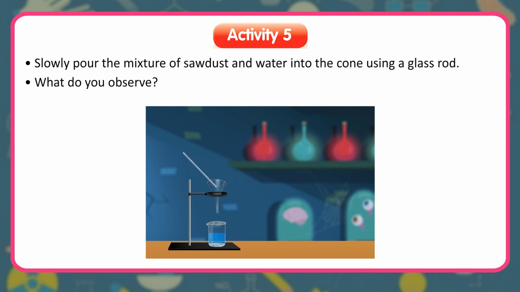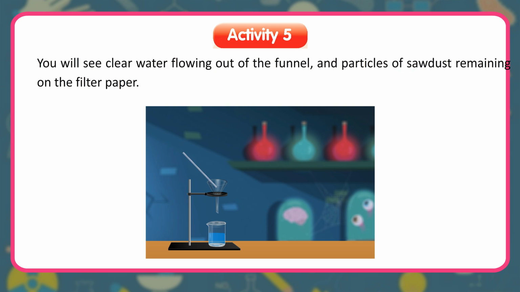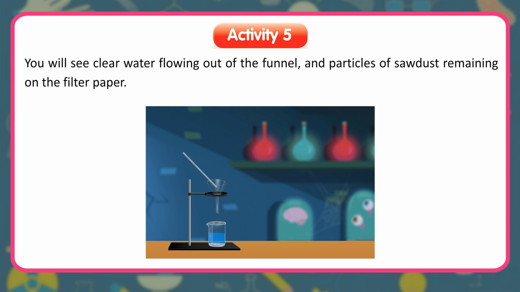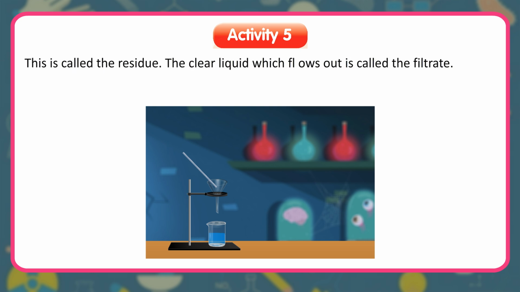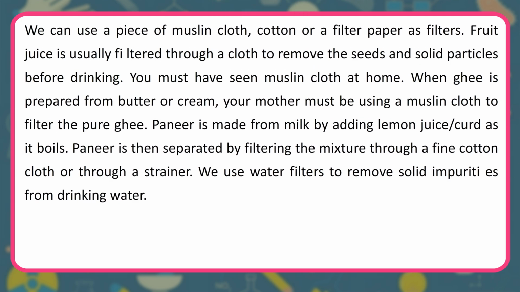Slowly pour the mixture of sawdust and water into the cone using a glass rod. What do you observe? You will see clear water flowing out of the funnel, and particles of sawdust remaining on the filter paper. This is called the residue. The clear liquid which flows out is called the filtrate. We can use a piece of muslin cloth, cotton or a filter paper as filters.